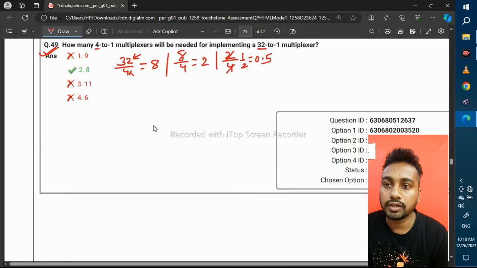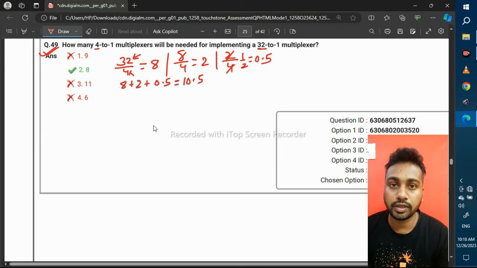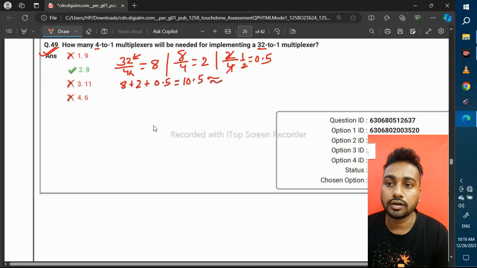So if we calculate all this, 8 plus 2 plus 0.5 equals 10.5. So it will come 10.5, but half we are not considering. How can we design a half multiplexer? We have to use a single full multiplexer in the third stage. First stage 8 multiplexers, second stage 2 multiplexers, and in the third stage one more 4 into 1 multiplexer is required. So total 11 multiplexers are required, option 3.